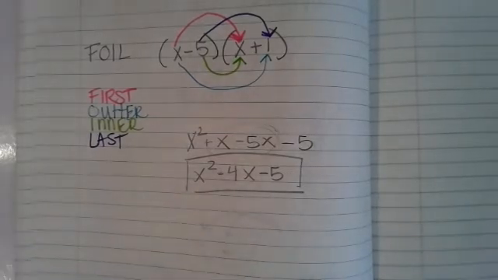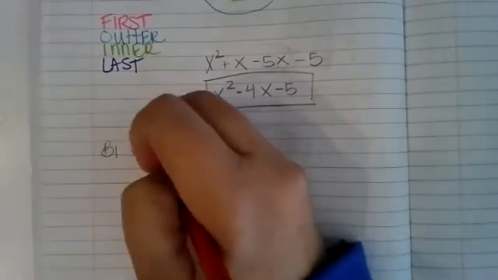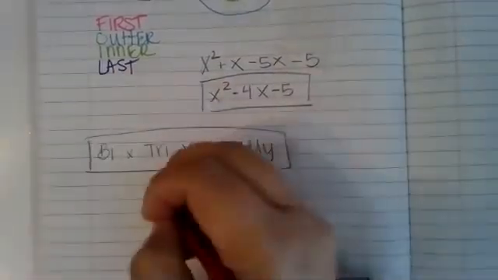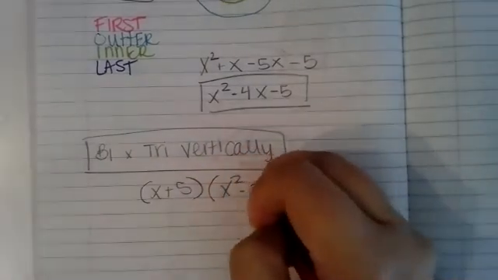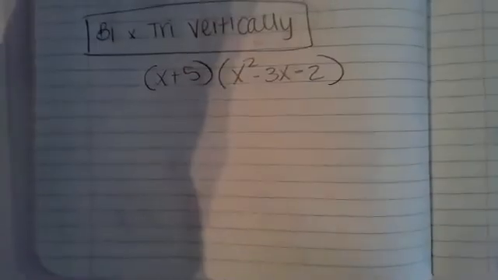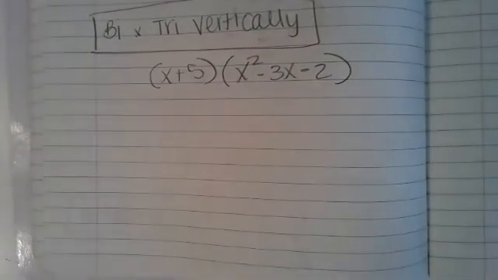Okay, our last one is bi times tri vertically. This is a bi times tri vertically. And I'm going to do x plus 5 times x squared minus 3x minus 2. So this is using this traditional algorithm of multiplying multi-digit numbers.